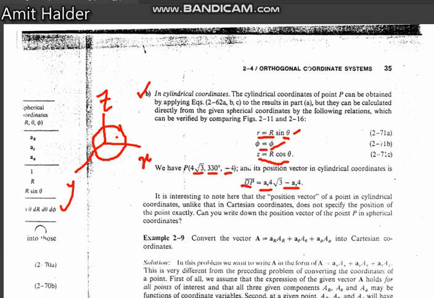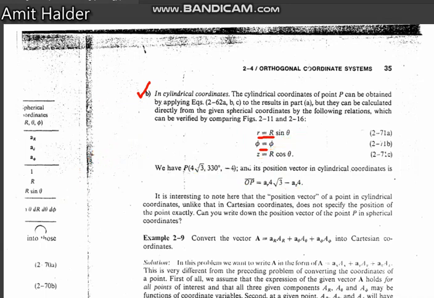Next, the important mathematics: converting the vector A equal to AR plus A theta plus A phi into the Cartesian coordinate system. That is the vector given here, a vector in r, theta, phi, that is the spherical coordinate system, and we have to convert it to the Cartesian coordinate system. How can we find it out?